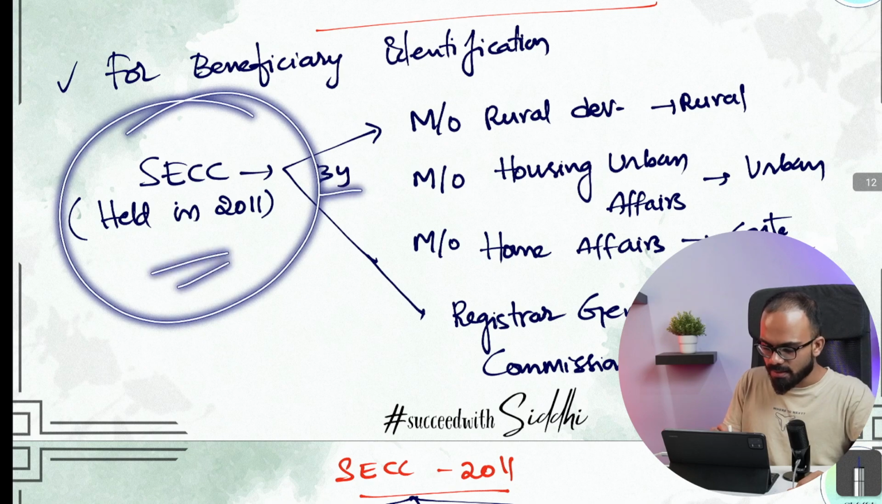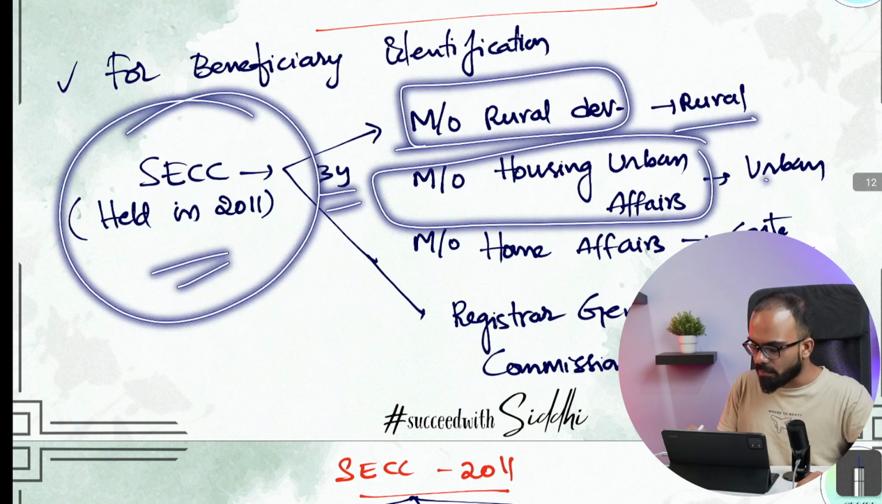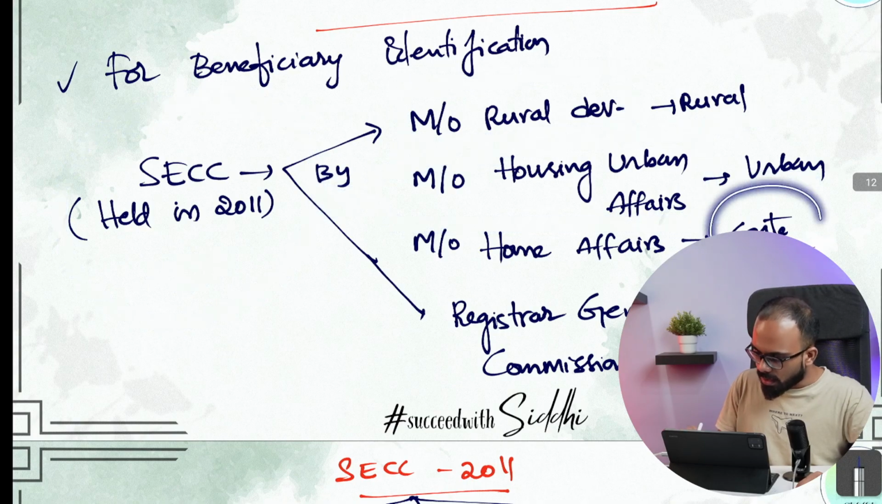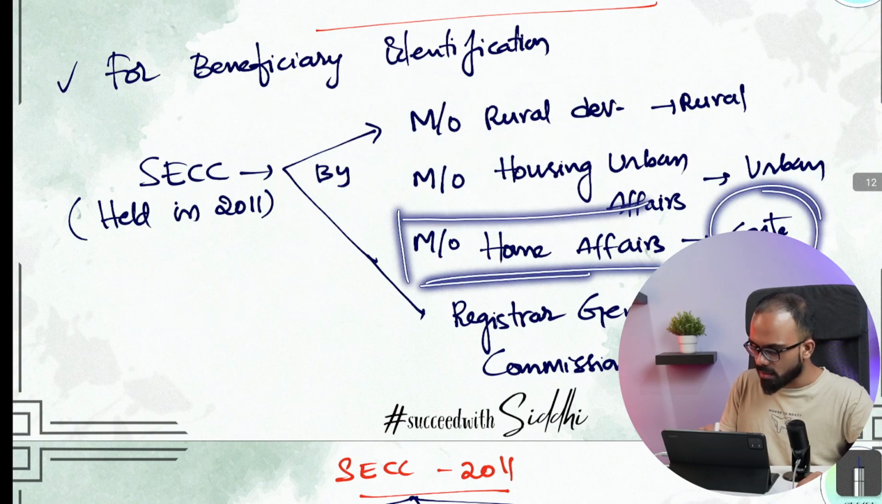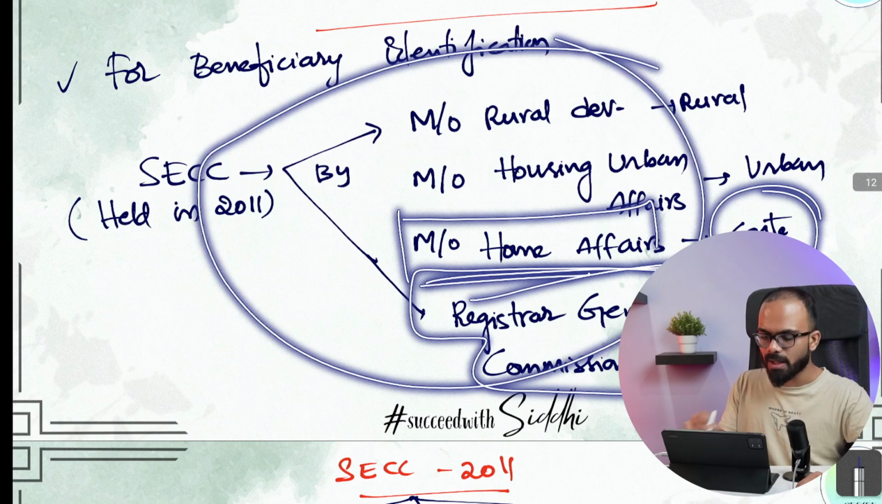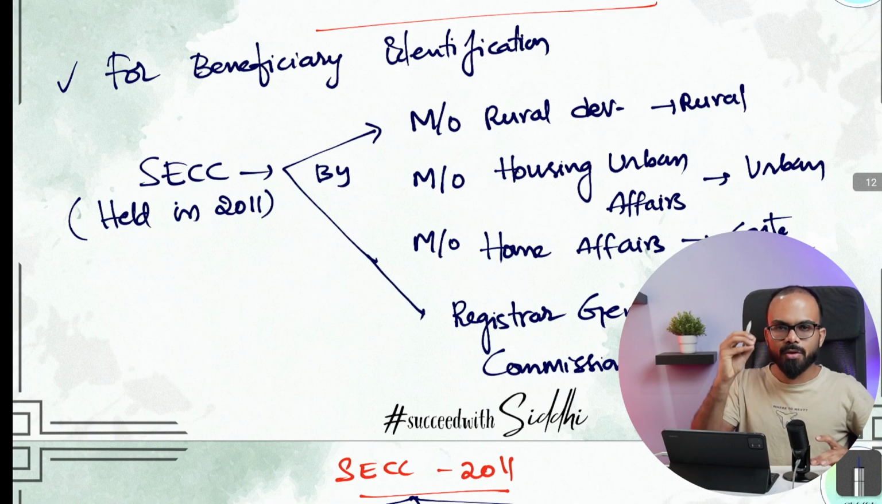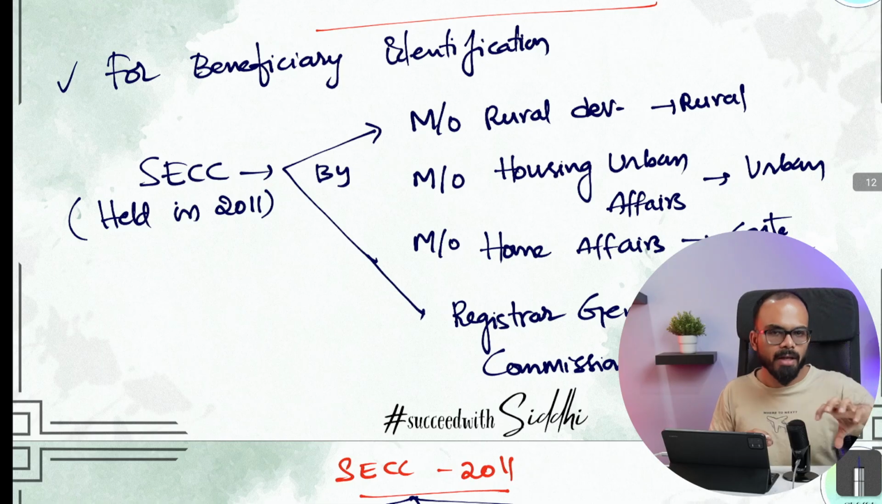The socio-economic and caste census is done by the Ministry of Rural Development in rural areas, and the Ministry of Housing and Urban Affairs in urban areas. The caste related data is collected by the Ministry of Home Affairs, whereas the Registrar General and Census Commissioner is also involved in collecting the entire information. This holistic survey is called the socio-economic caste census. It collects data about everybody, about their economic strata, their social strata, their caste details, and all those things are collected to understand the real dynamics of poverty in India.